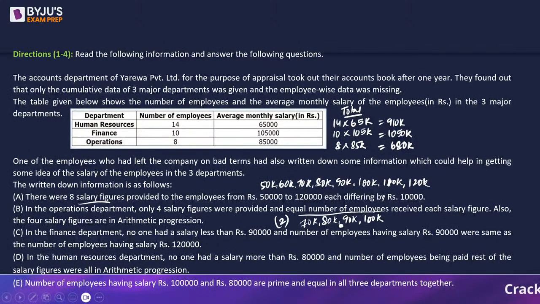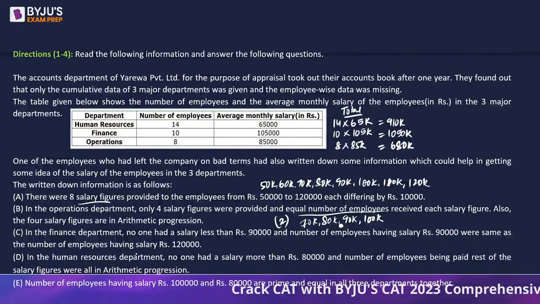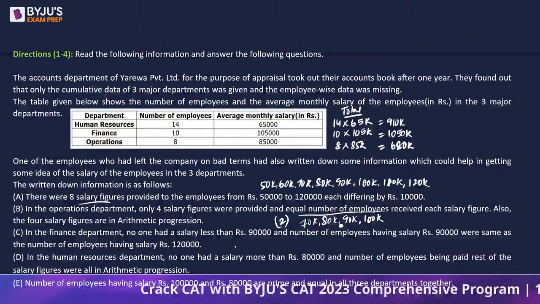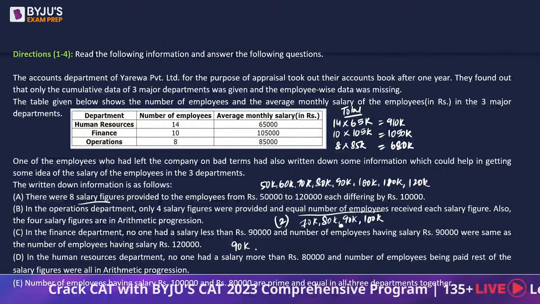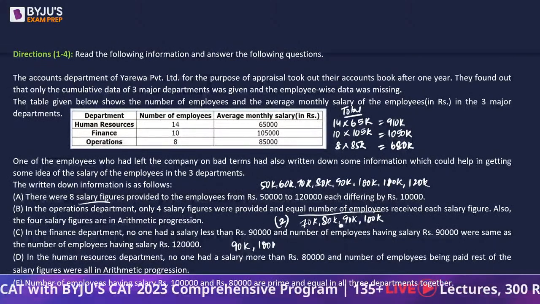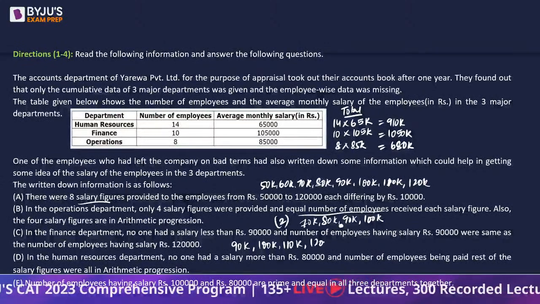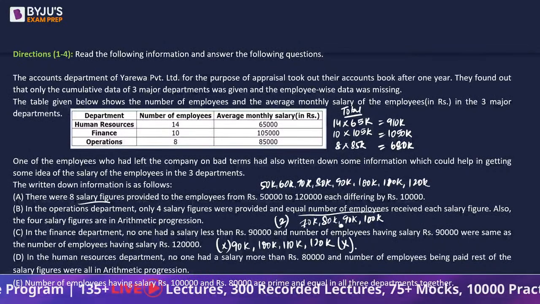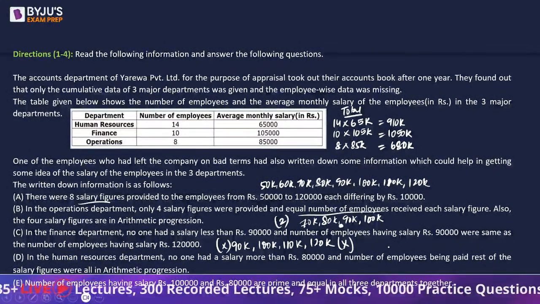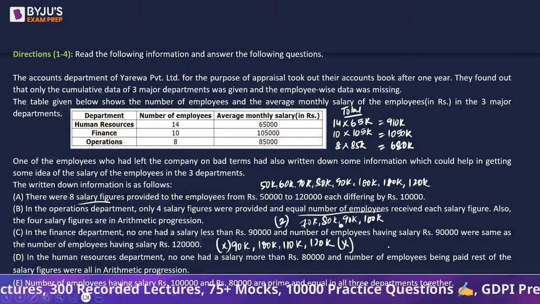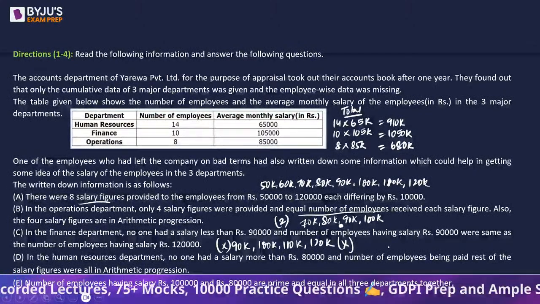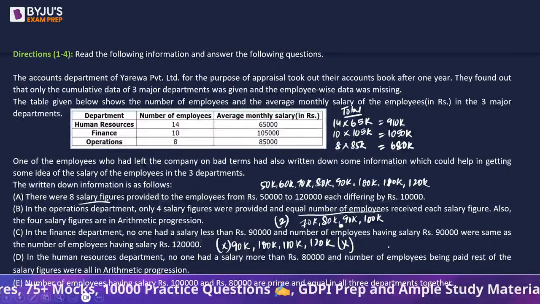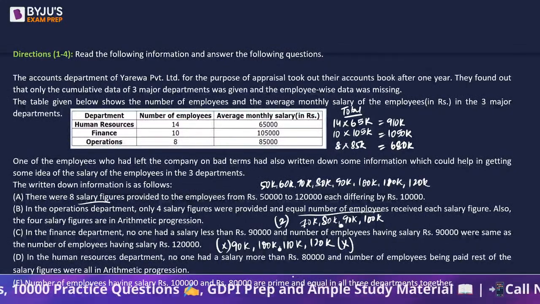Okay, next. In the finance department, there are 10 people. No one had a salary less than 90,000 and the number of employees having salary rupees 90,000 was the same as the number of employees having salary rupees 120,000. So we have 90,000, 100,000, 110,000 and 120,000. If we have X employees at 90,000, we will have X employees at 120,000, right? And the overall average is 105, which lies between 100 and 110.